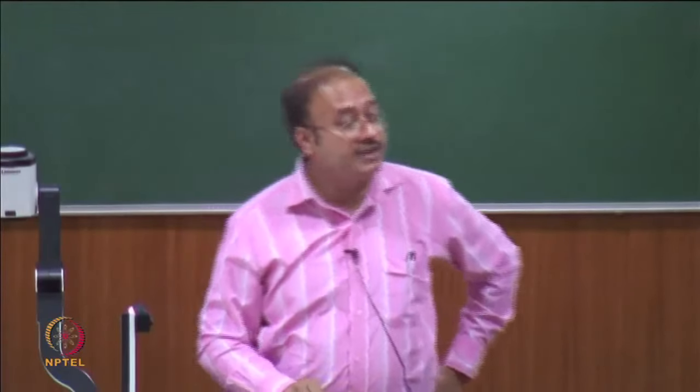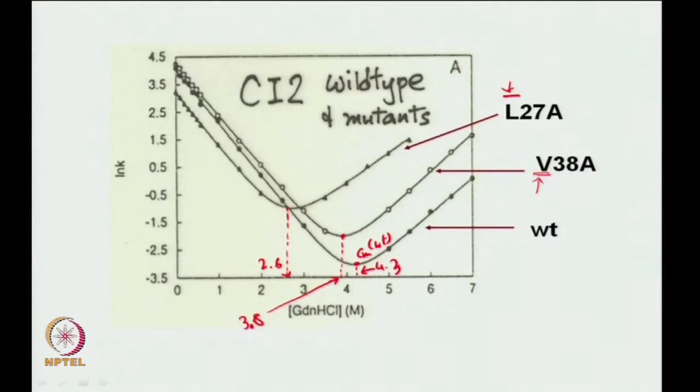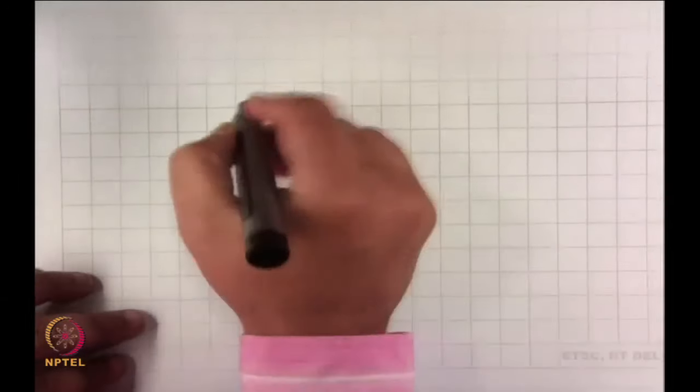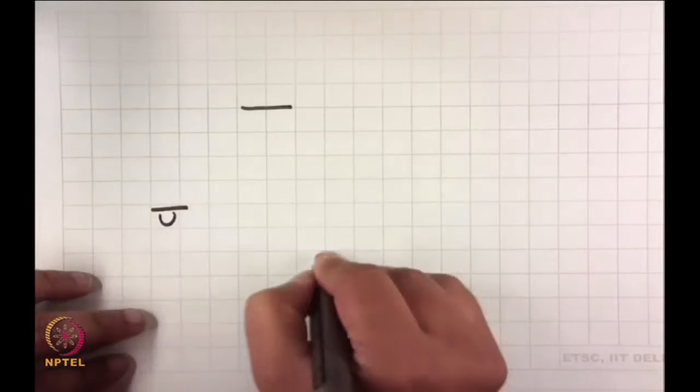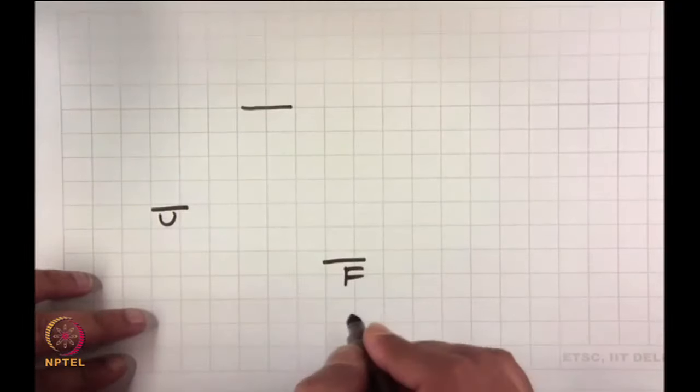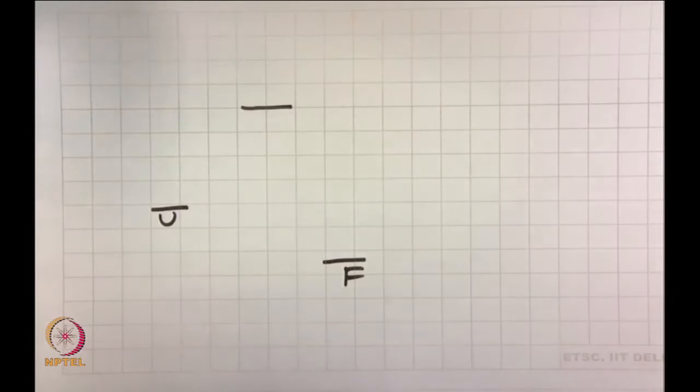If they are destabilizing in nature, I do not think I have space here, but I will try to draw. This is what is going to happen, right? I will use the page rather than the slide. Say, for example, this is a transition state, this is your U, this is your F. If it is destabilizing, it means what? Destabilizing means that the free energy difference between the folded and the unfolded state has decreased.